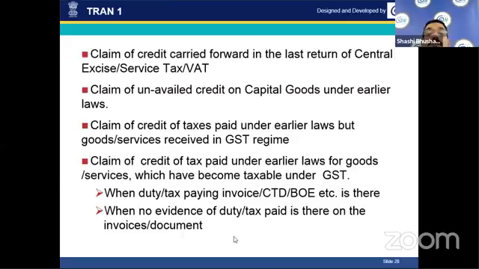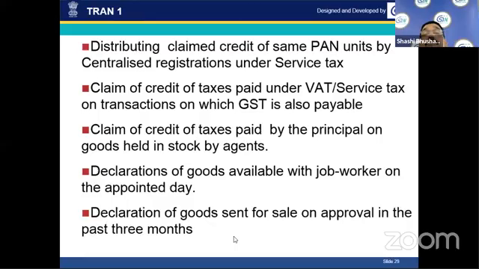ठीक है, फिर उसके बाद next is कि then there is another table in which you take goods which have become taxable, and there is another table in which you take goods on which tax were paid under earlier laws, but you have received in GST and you are likely to pay taxes in GST regime under central. And there is a table for distributing credit to different PAN units in case you had a centralized registration under service tax earlier.